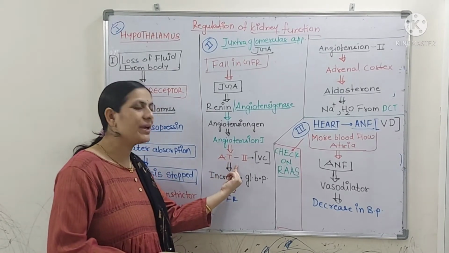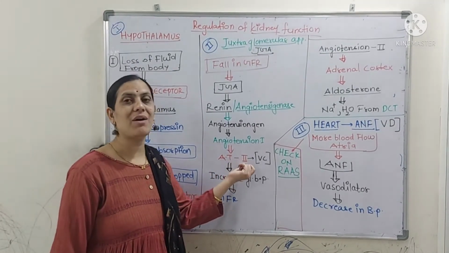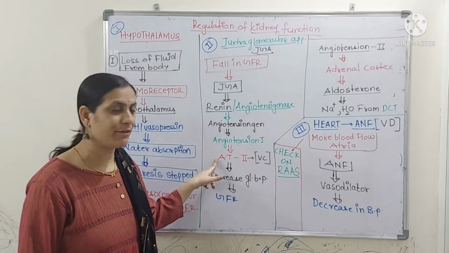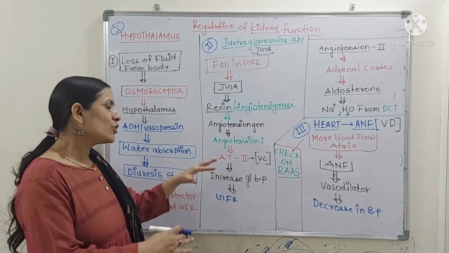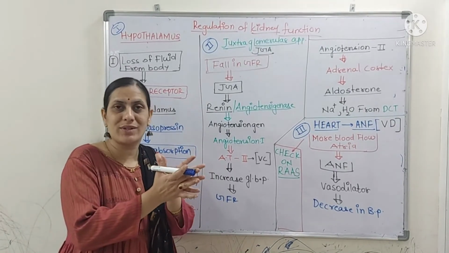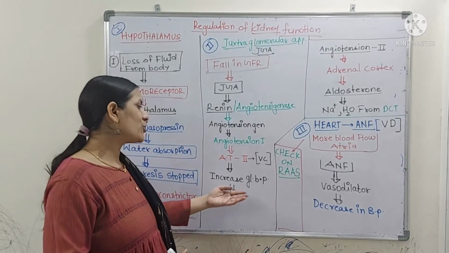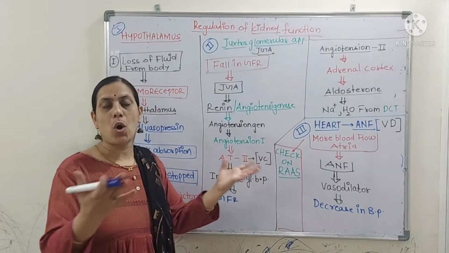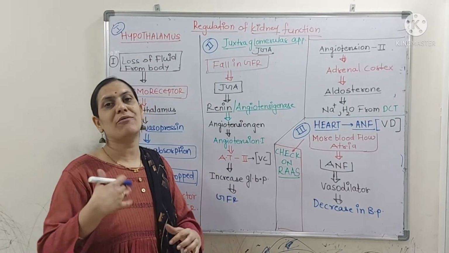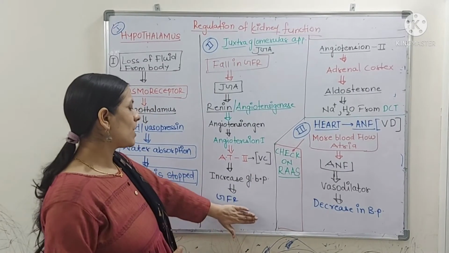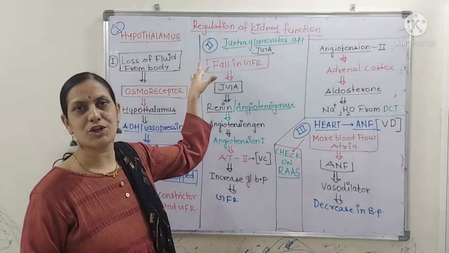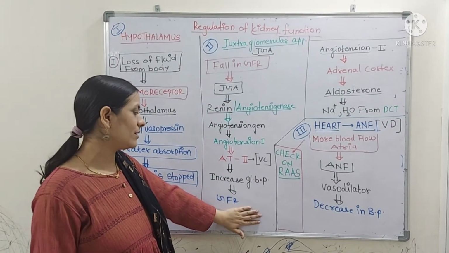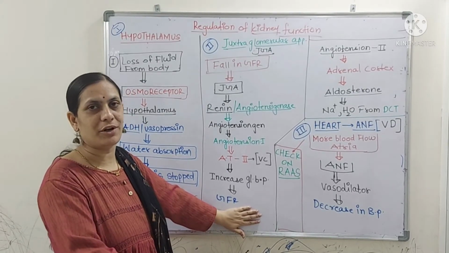Again, in turn, it will become angiotensin 2, which is a powerful vasoconstrictor. Okay, so due to the vasoconstriction by angiotensin 2, blood vessel constriction will occur, due to which the blood pressure increases. And when blood pressure is increasing, automatically the glomerular filtration rate will become more. So the condition is what? A fall in the GFR, and it will be solved by the increase in the glomerular filtration rate.